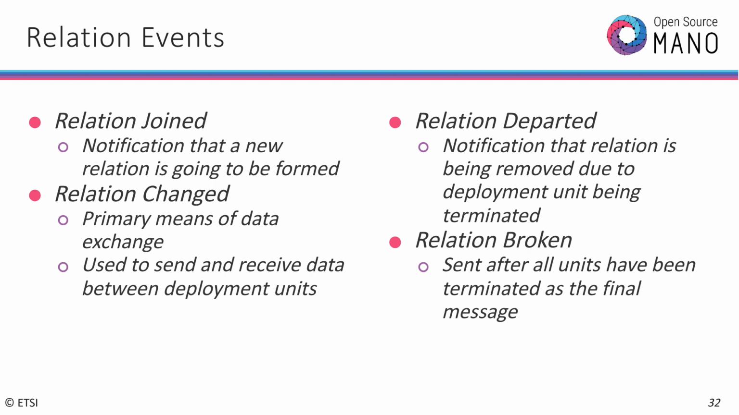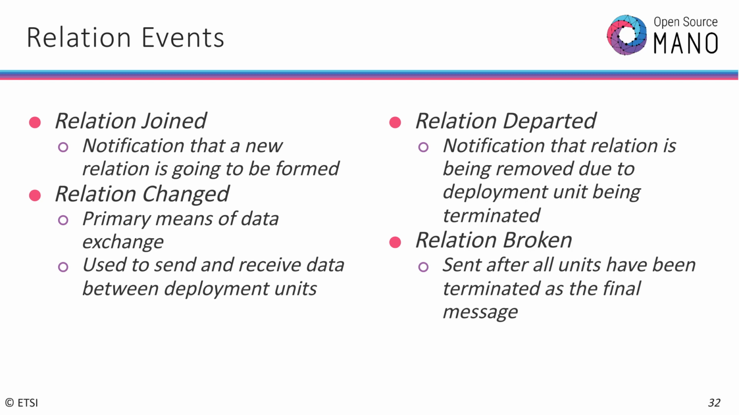And this is the notification that you'll receive when the network service is about to be torn down. So as the network service delete or termination starts, first you'll receive the departed event so that you know, hey, my load balancer is about to be deleted. And then once it is deleted, you will receive the final relation broken event. So that's after all units have been terminated, the relation broken event will happen.